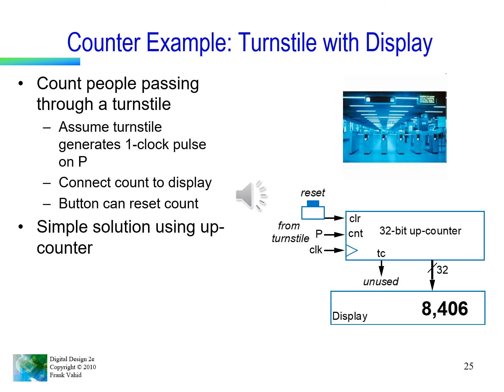Taking the example of a turnstile with a display, we want to count the number of people passing through the turnstile. So we connect the count signal to the turnstile. The turnstile generates a clock pulse 1 whenever a person passes through it, and the output is incremented by 1. So we have a 32-bit counter, the display, a reset button which can reset the counter to 0, and a count pulse.